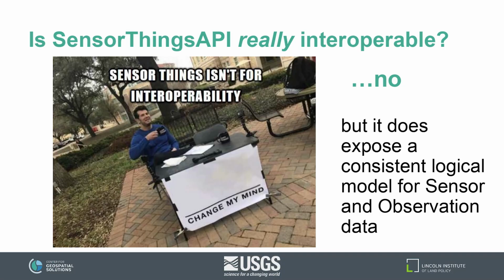And is sensor things API really interoperable? No, because for every single field in that entity model, you could put a different piece of information. You could represent your data differently. And I have found that every single sensor things API endpoint I look at is a little bit different from one another. But it does expose a consistent logical model for relating a sensor, the data stream of data that's coming from it, and all of the observations. And that is a really powerful tool.